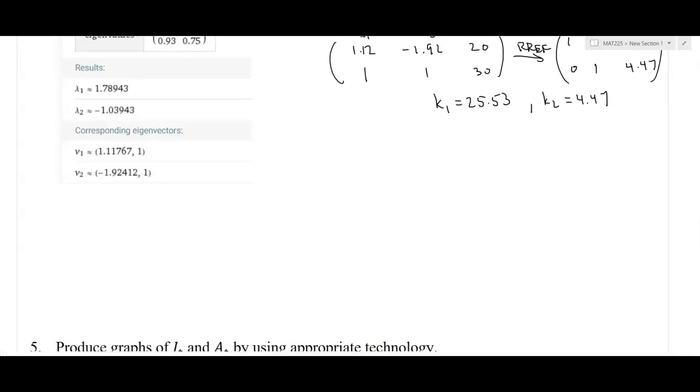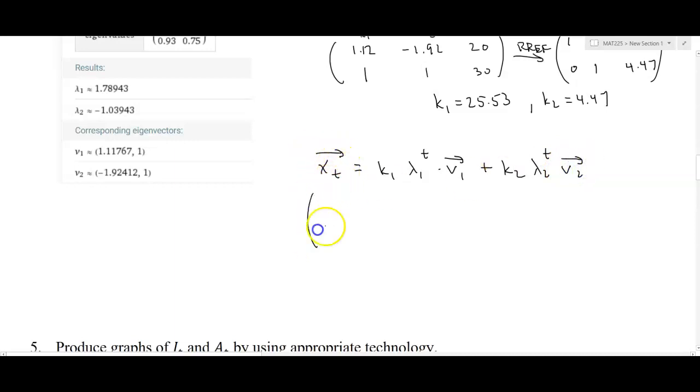So we know that from the diagonalization vector decomposition theorem we can write x sub t in vector equation form by taking k1 lambda 1 to the t times v1 plus k2 lambda 2 to the t times v2. And so we recall that x sub t just contains our infants at time t and our adults at time t. And k1 is 25.53. Lambda 1 is 1.79. And that's multiplied by v1, which is the vector 1.12 and 1. That's this guy here. Plus our k2, which is 4.47, times lambda 2 to the t, which is negative 1.04.